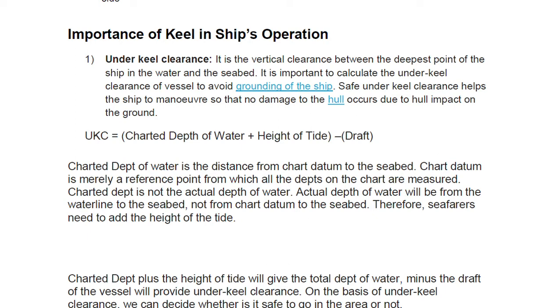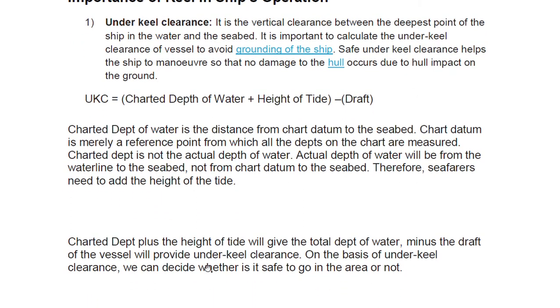It is obvious, no? Because the water is available to that degree, not from chart datum to the seabed. Therefore, seafarers need to add the height of the tide. That is the reason why here you see we are adding the height of the tide, because the charted depth of water is not the actual height. Charted depth plus the height of tide will give the total depth of water. You then subtract the draft, and when you subtract the draft of the vessel you get the UKC, that is, the under keel clearance.